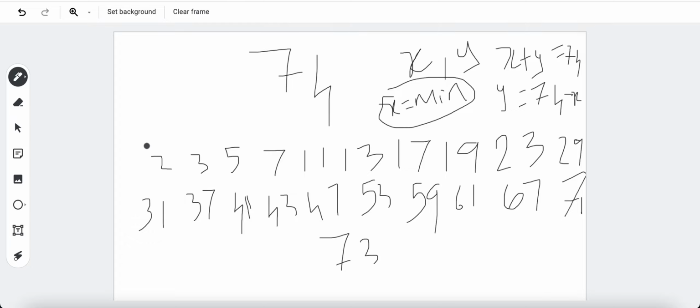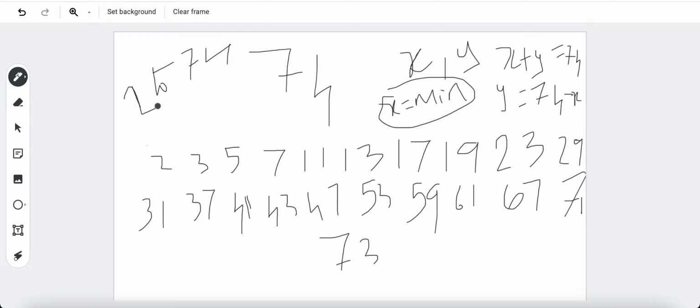So we can just go through every number from 1 to 74, or we don't want 1. Why do we need 1? We only care about 2. So from 2 to 74, and we can just check whether 2 is a prime.